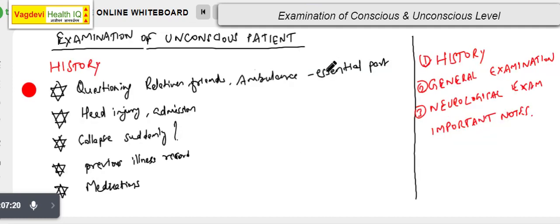Then, examination of an unconscious patient, you have to divide into three forms: history, general examination, and neurological examination. This is a very important question. For history, you always have to ask the relative, friend, or anybody who has brought the patient to the hospital, or the ambulance staff. These are very essential parts. Is there a head injury, is any admission required, did the patient collapse suddenly, what happened, is there any previous past medical history record, or any kind of medication the patient is on.